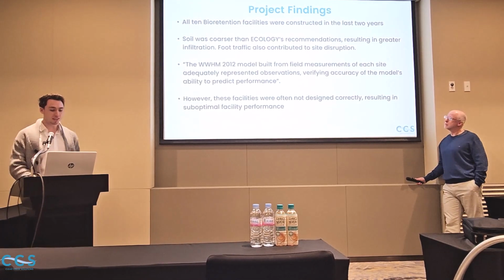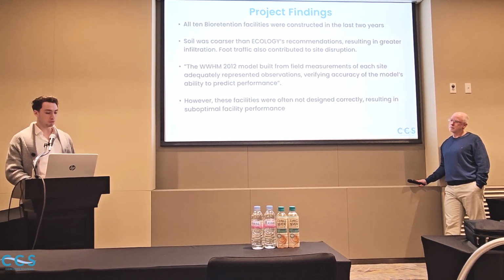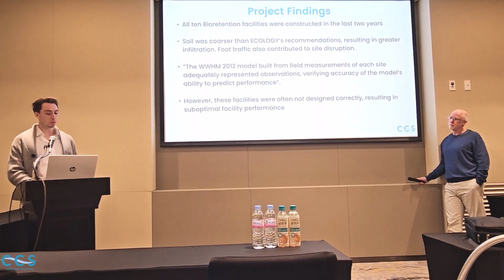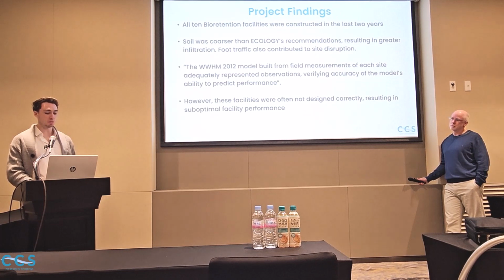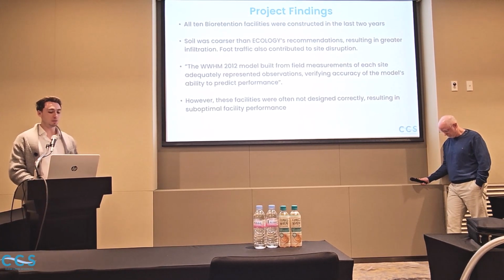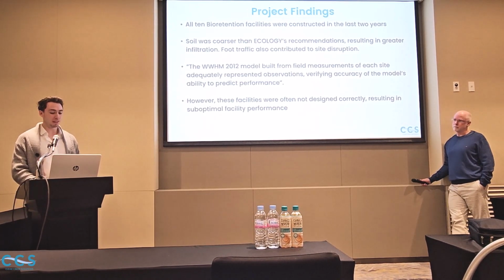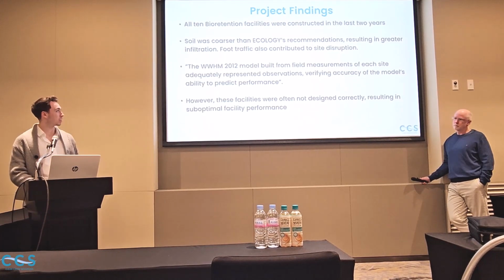And so they found in this study that of these 10 bioretention facilities, which were all built in the last 2 years, some of the soil was coarser than Ecology's recommendations, resulting in greater infiltration. And the WWHM 2012 model, built from these field measurements of each site, adequately represented observations, verifying the accuracy of the model's ability to predict performance.